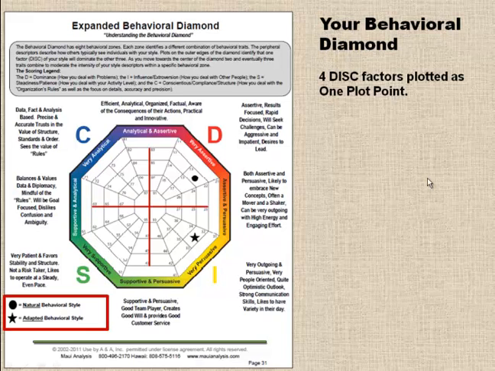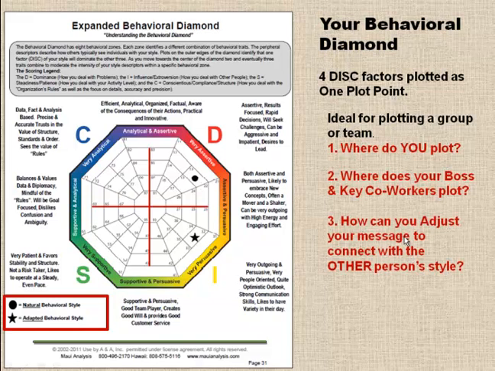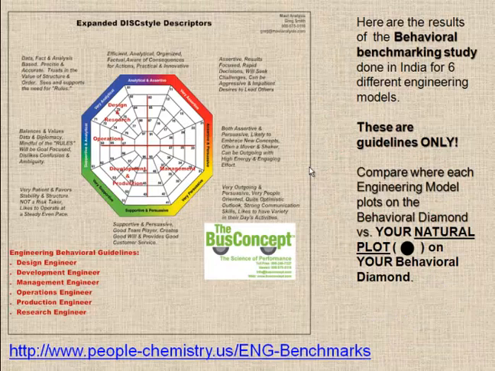The four DISC plot points, the D, the I, the S, and the C, go together to create the single plot point. Again, the same three questions. Where do you plot? Where does your boss plot? And then how do you adjust your style based upon the directness and the openness, being closed or guarded, so that the message connects with the other person in the most effective way, depending upon where you plot or they plot, to increase your directness and/or your openness.